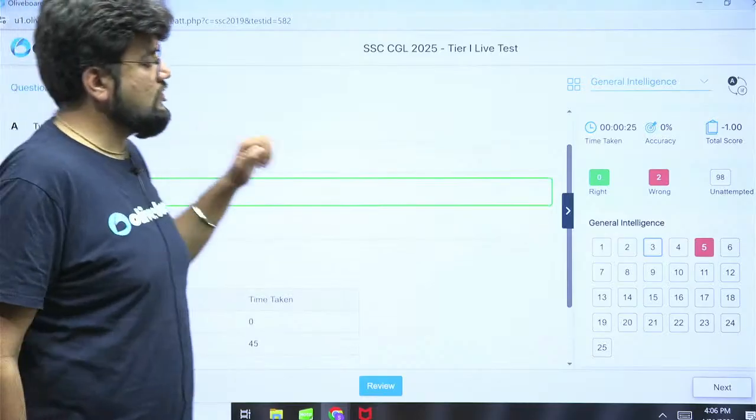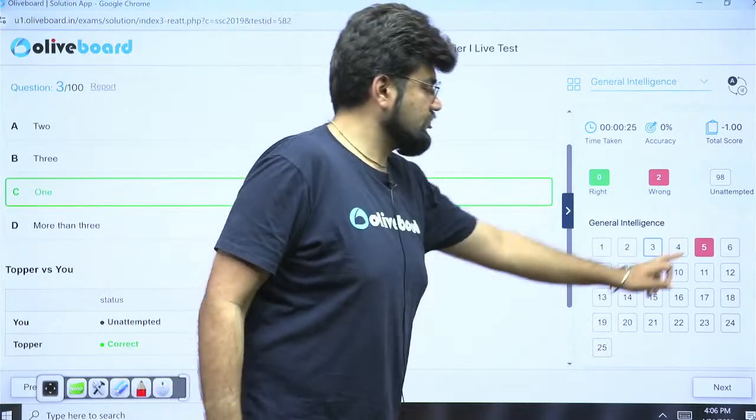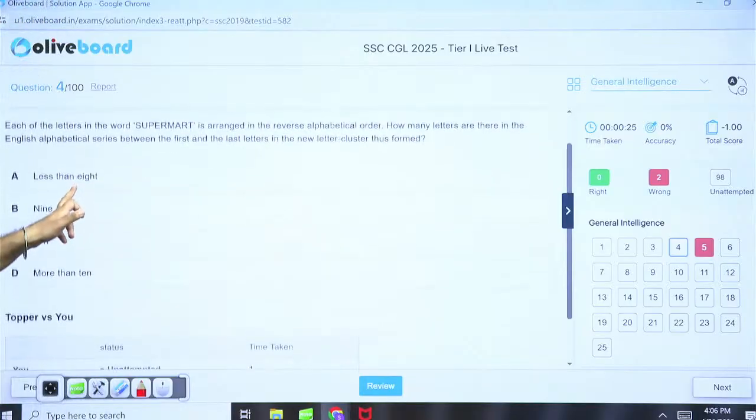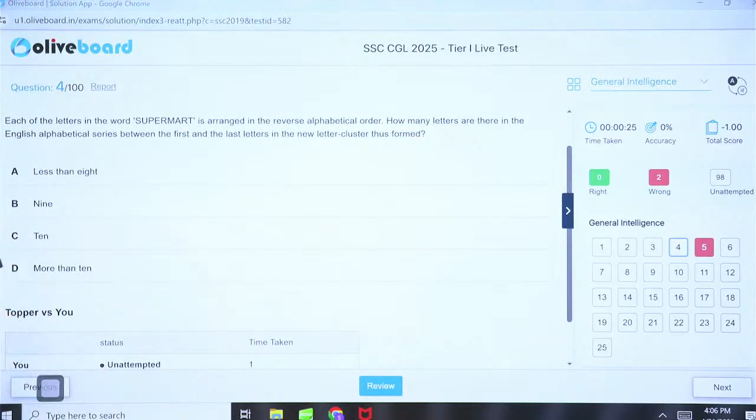Good. Next, question number 4. This is an interesting question from alphabet test again.